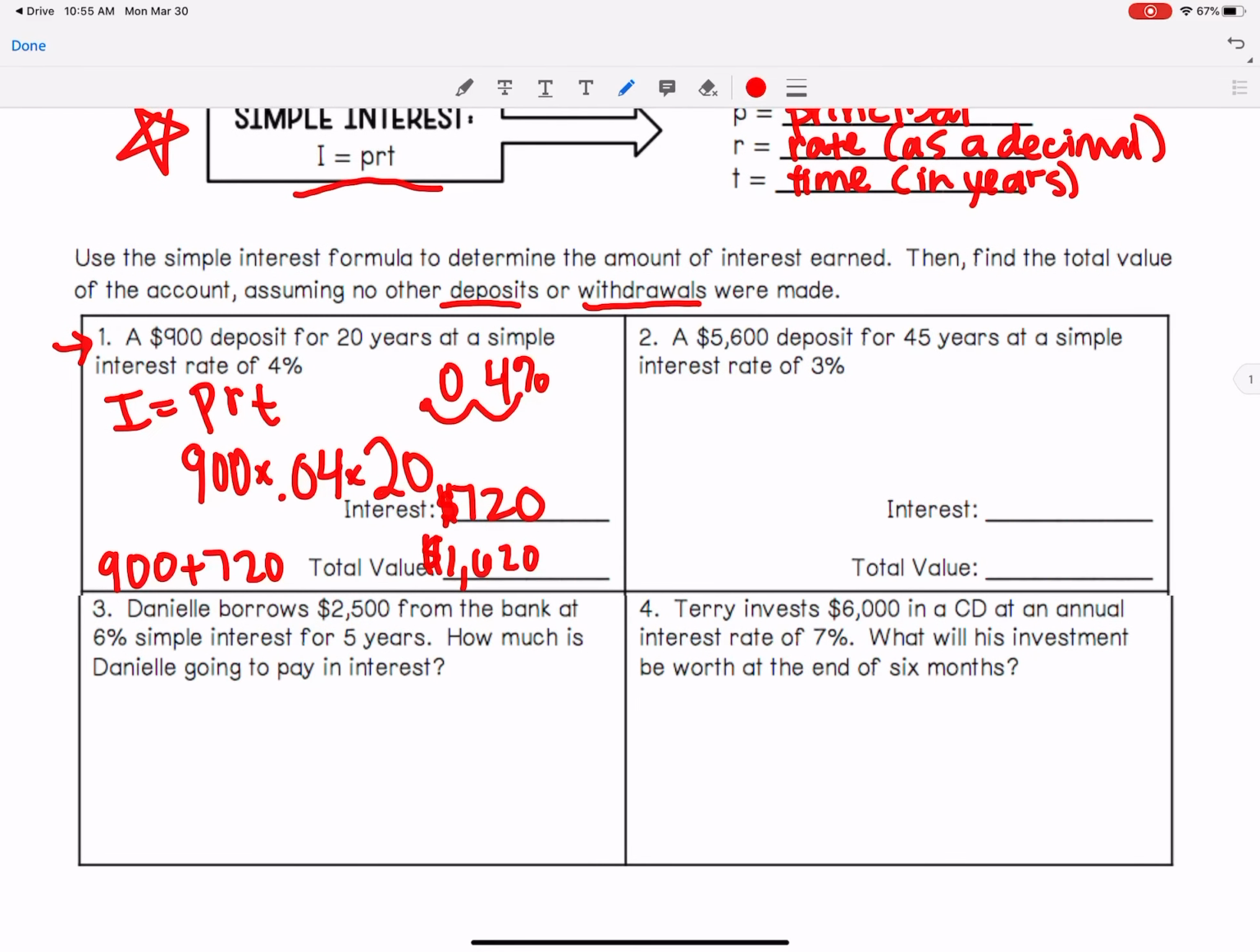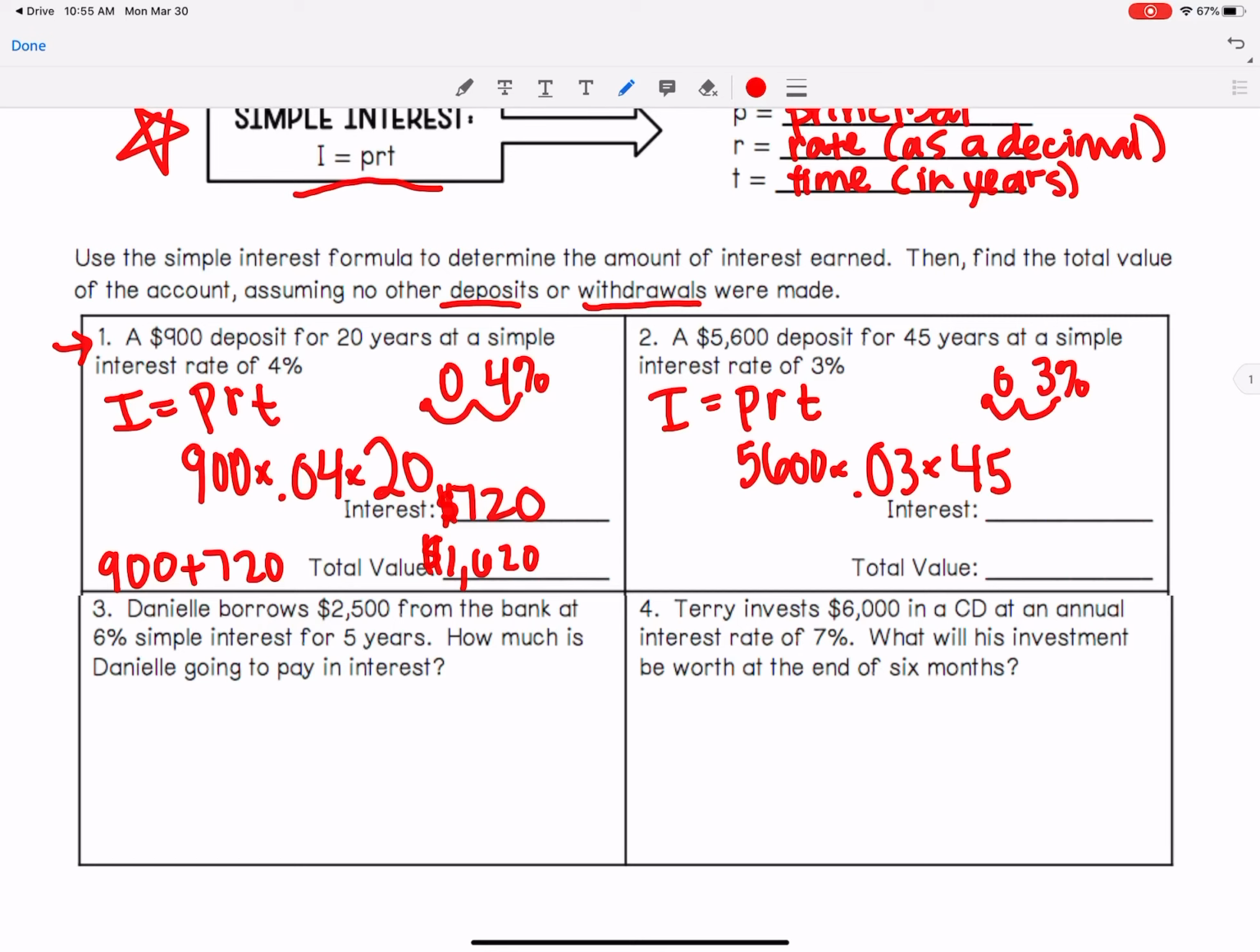Let's go ahead and do question number 2. A $5,600 deposit for 45 years at a simple interest rate of 3%. Once again, we just have to use our equation. The interest equals the principal times the rate times the time in terms of years. So our principal was $5,600. Our rate is 3%. If you were to take 3% and turn that into a decimal, you would move your decimal 2 places to the left, so 0.03. So I'm going to say 5,600 times 0.03 times, how many years is that money in the account for? 45 years.